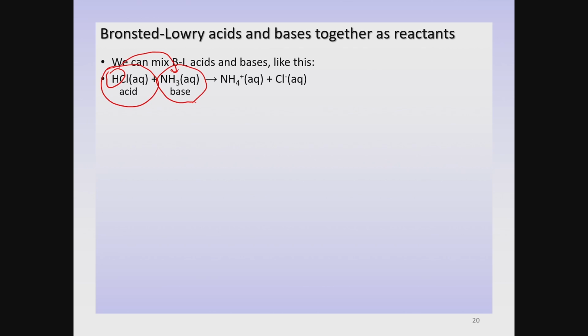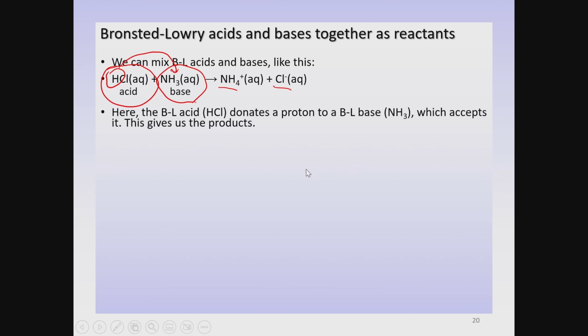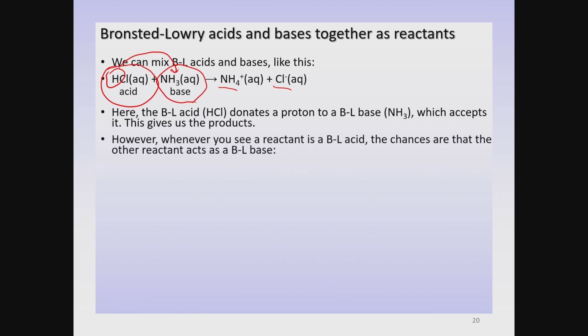And so what do you get after that happens? The ammonia picks up the hydrogen ion, you get ammonium, and then HCl, after it's lost the hydrogen ion, gives you chloride. So here I'm just stating that the Bronsted-Lowry acid, which is HCl, donates a proton to the Bronsted-Lowry base, ammonia, which accepts it. This gives us the products.